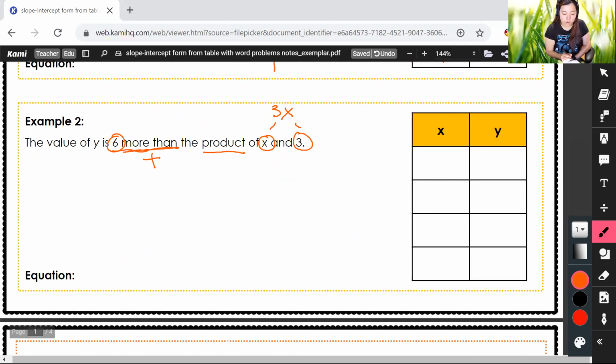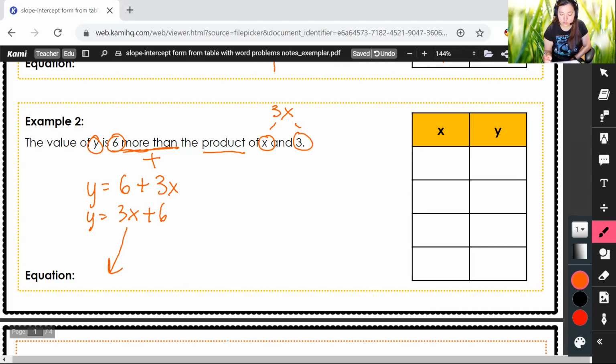I forgot to circle the y. So y is equal to 6 more than the product of x and 3. So y equals 6 plus 3x. Now, if you wanted this to be more like y equals mx plus b, you could say y equals 3x plus 6 by switching those around. We can do that because these are being added, and you can add numbers in any order. If this was subtraction, we'd have to do something a little different, and you'll see that later. Okay, so that's our equation.